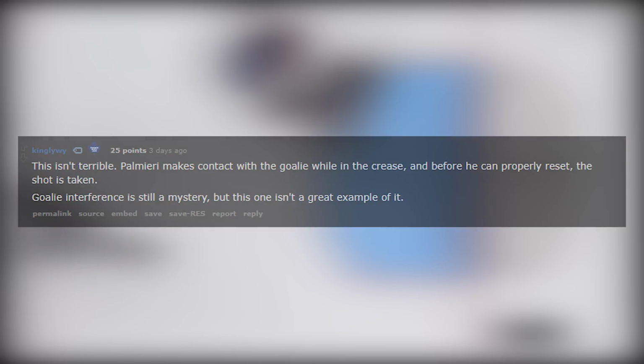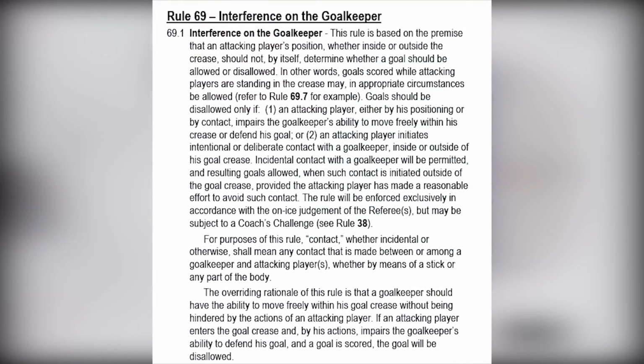It's rule number 69 in the book, and it starts off by saying the rule is based on the premise that an attacking player's position inside or outside the crease should not determine whether a goal should be allowed or disallowed. Goals should be disallowed if an attacking player impairs the goalkeeper's ability to move freely or initiates intentional or deliberate contact inside or outside the crease. Incidental contact will be allowed when such contact is initiated outside of the goal crease, provided the attacking player has made a reasonable effort to avoid such contact.